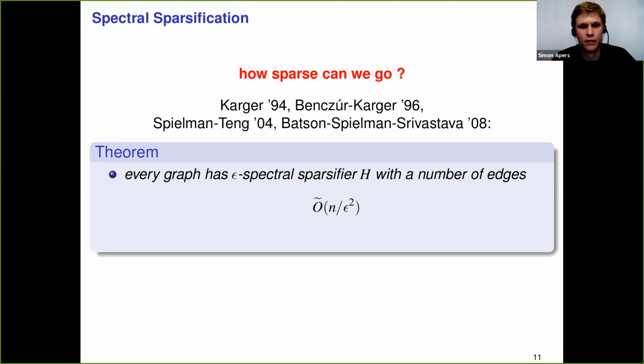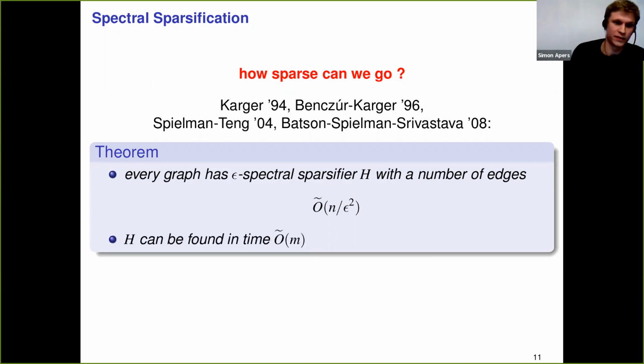So every graph has an epsilon spectral sparsifier with a number of edges scaling approximately as n over epsilon squared. This is very strong because if you only care about, say, constant factor approximations, then you can construct a sparsifier which only has a near linear number of edges, near linear in the number of nodes, which can be quadratically less than the number of edges in the original graph.